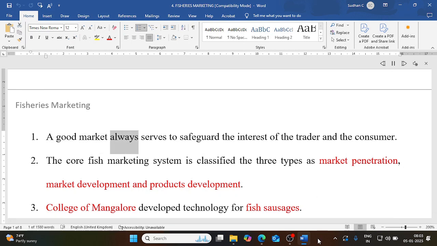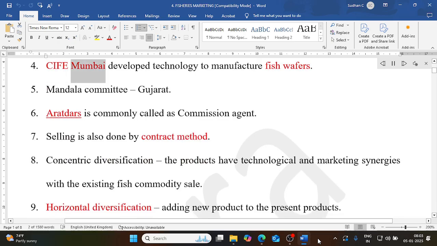A good market always serves to safeguard the interest of the trader and the consumer. The core fish marketing system is classified into three types: market penetration, market development, and product development. College of Fisheries, Mangalore developed technology for fish sausages. CIFE Mumbai developed technology to manufacture fish wafers. Mandala Committee, Gujarat. Aradars is commonly called a commission agent.